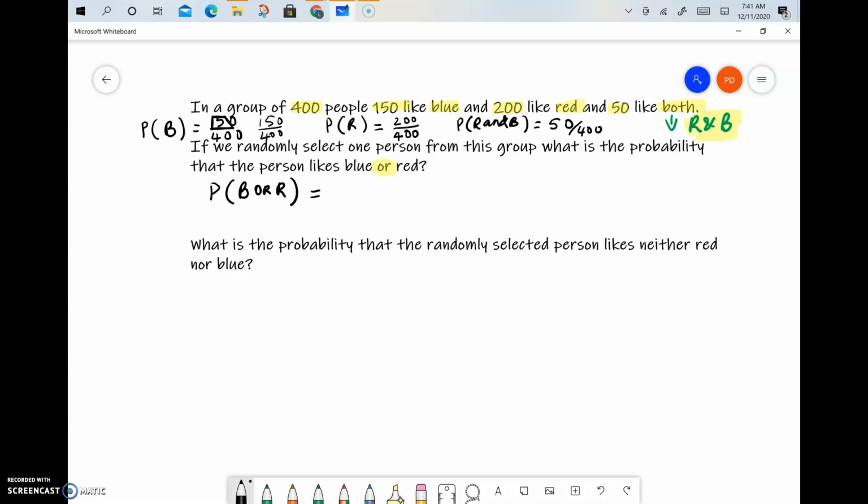Remember, these are overlapping events, so we'll go probability of blue plus the probability of red minus the probability of blue and red, which is the probability of both. Remember, it's given to us, so we don't need to do any sort of calculation. This probability is given and it's right here, so do not use any multiplication rules for this.